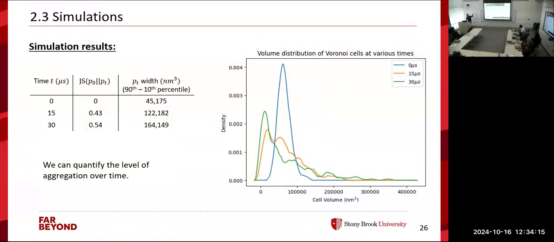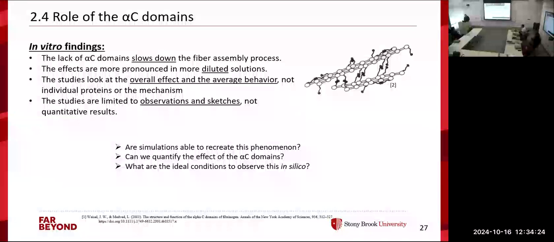So here you see 3 snapshots. I forgot to say this at 0, 15, and 30 microseconds. Okay, so this is what we have so far.